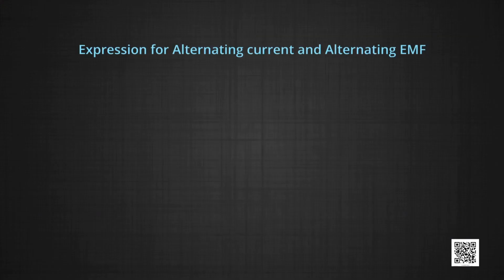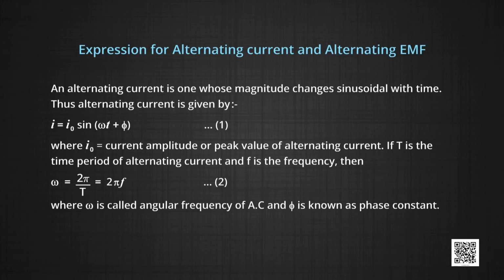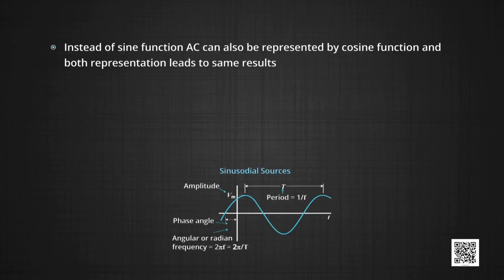From these above expressions or waveform, we can talk about the alternating current and EMF. An alternating current is one whose magnitude changes sinusoidally with time. Thus, alternating current is given by I = I0 sin(ωt + φ), where ω is the angular frequency of AC and φ is the phase constant. Instead of a sine function, AC can also be represented by a cosine wave, and both representations lead to the same result.